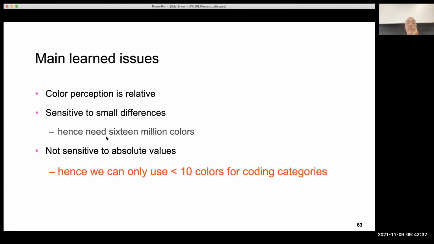So we need millions of colors for a high resolution picture, a photo. You need millions of colors for a movie. But we are not sensitive to absolute values to compare. Basically, we come up that we can have more or less 10 colors for categories. This is the main result of that.